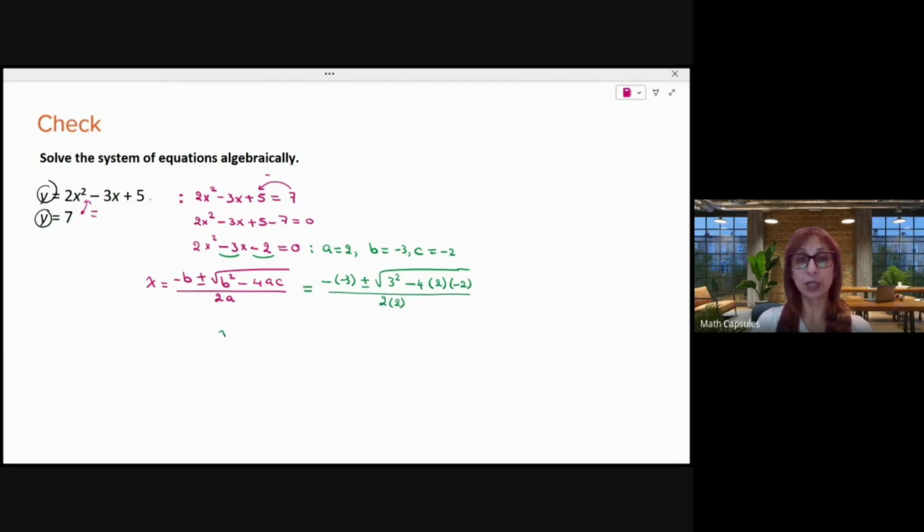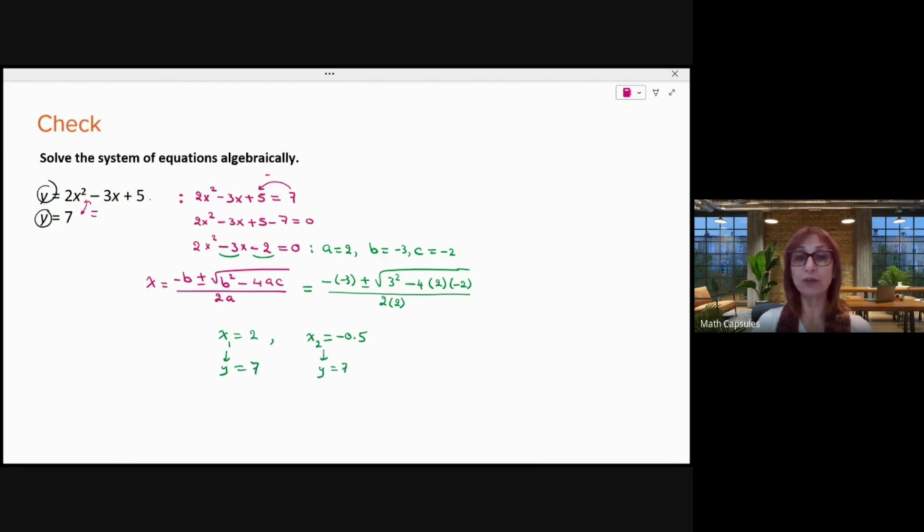When you do this on the calculator, the first time with positive and the second time with negative, you will get x1 equals 2, and the second x, which is x2, equals negative 0.5. Now to find the y, I'm going to get back to my original equations. I have the first y given as a quadratic function, and the second y is just a 7. And I know that y is the same for both. So this means y equals 7 for any x.